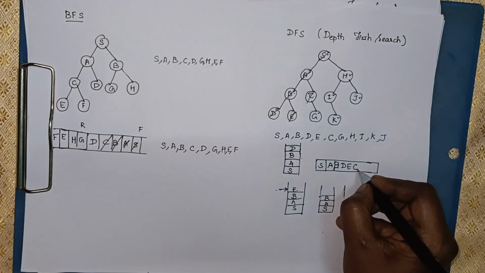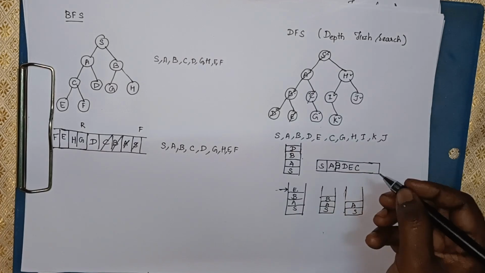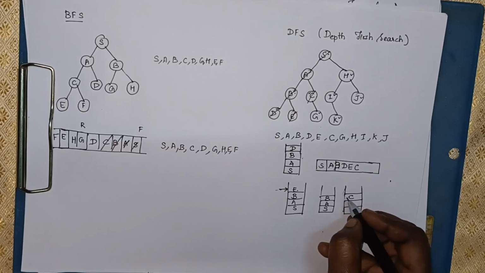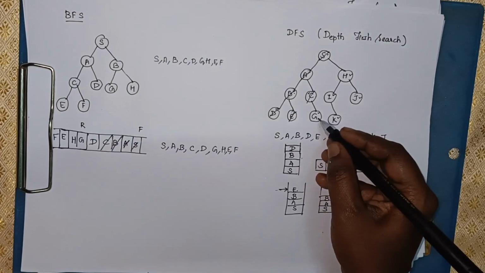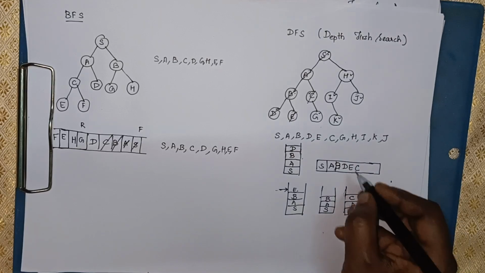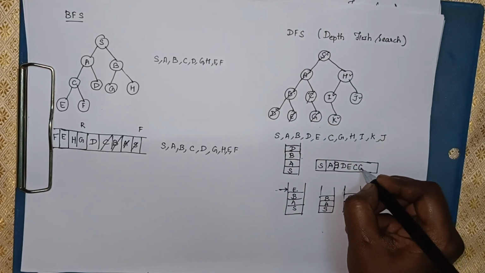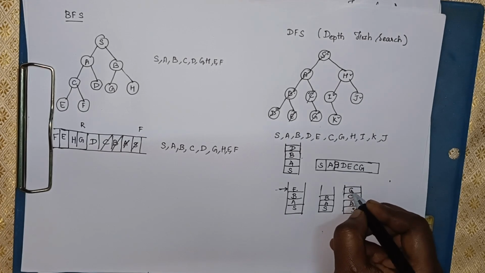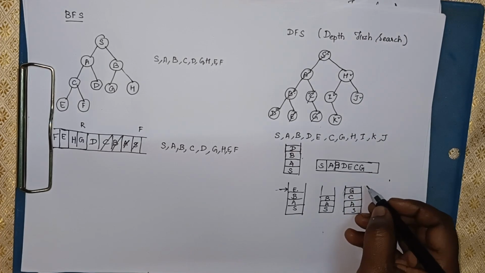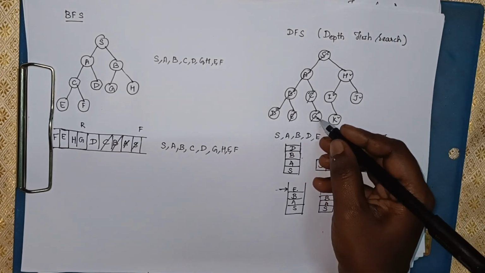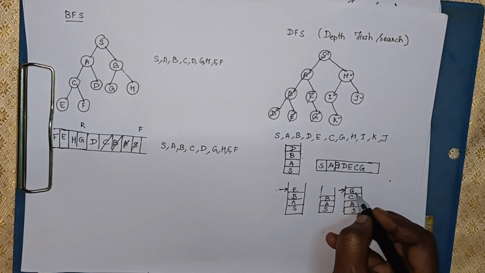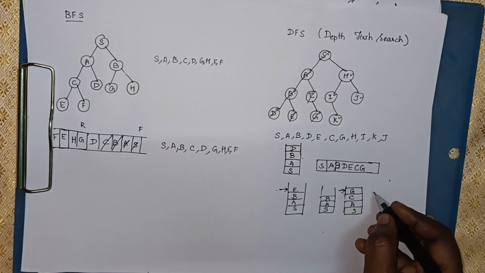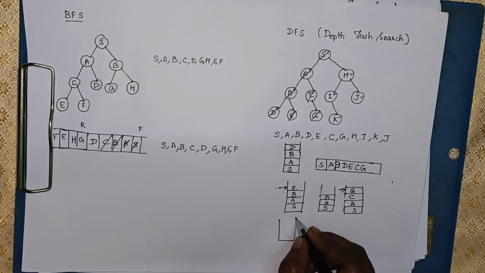So mark C as visited and just put it inside the output box and put it inside the top of the stack. Now we are going to see the adjacent node of C. The adjacent node of C is G alone. So what you are going to do is go to G, mark it as visited, put it inside the output box, then put G in the top of the stack. Next we are going to see the adjacent nodes of G. The item at the top of the stack is G. So we are going to see the adjacent nodes of G. G is not having any adjacent node, so pop G out of the stack.